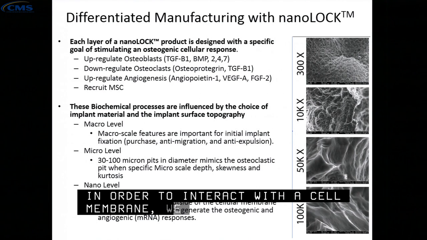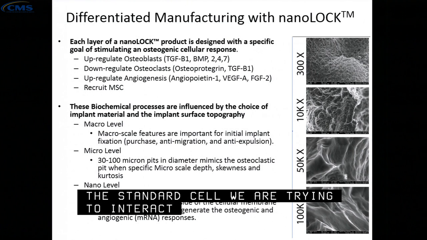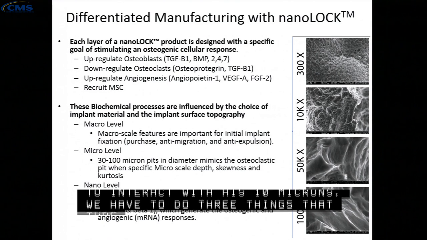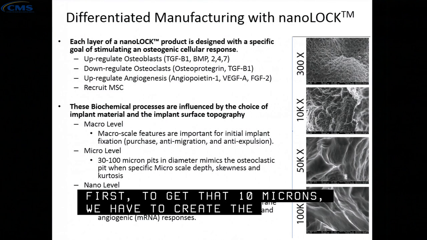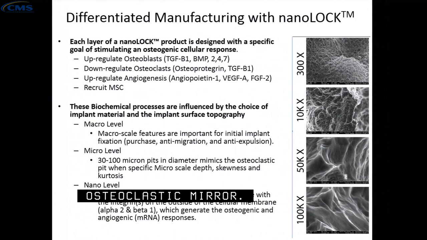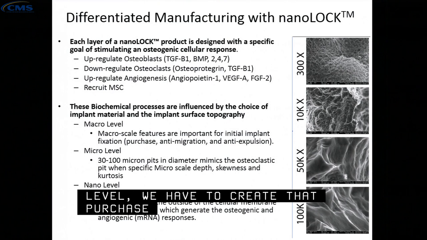So we have to do three distinct things at three distinct levels in order to accomplish this. First, in order to get that 10 micron cell to sit, we have to create a feature to mirror an osteoclastic pit. Before we get to a cellular level, though, we have to create that purchase, that anti-expulsion, so that we get that initial stabilization that the body wants to help get the symptomatic relief early, okay?